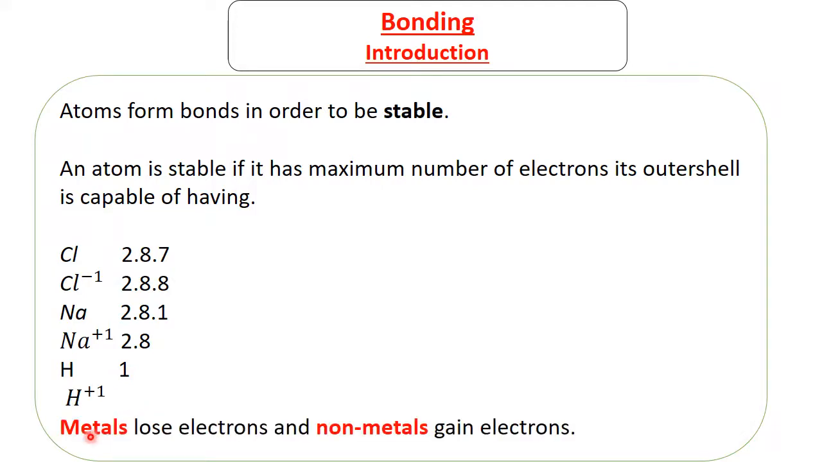So there's something about metals and non-metals. Metals tend to lose electrons, and non-metals tend to gain electrons. Chlorine is a non-metal, so it has gained an electron. Sodium, it's a metal, so it has lost an electron. So this is a fact that we're going to be using, especially when we look at what is called ionic bonding.